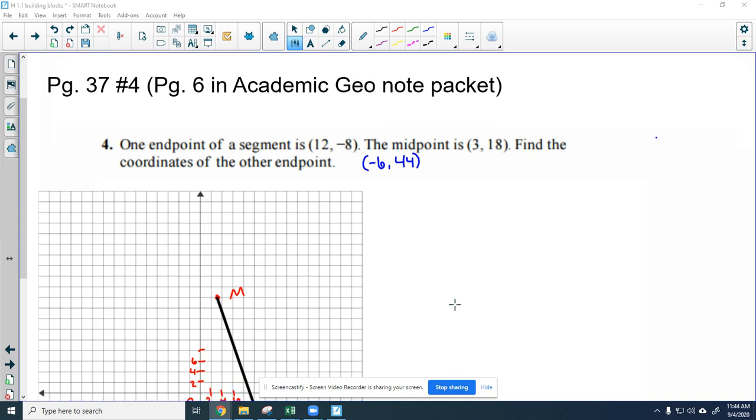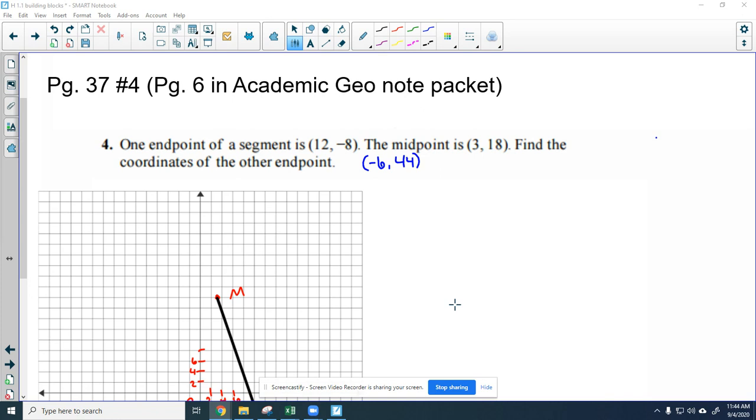This is an explanation for number 4 from either page 37 in the actual textbook, or if you have the academic geometry note packet, this is on page 6. Okay, so we looked at the answer in class. It is negative 6, 44, but I want to show you a couple ways you could get that. So first, let me go over the graphical approach.